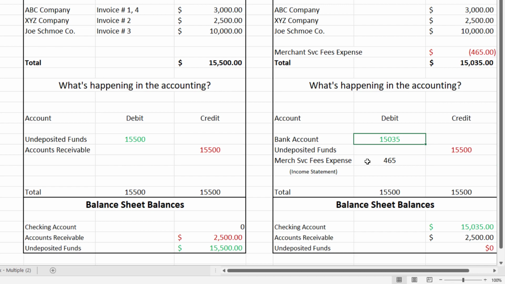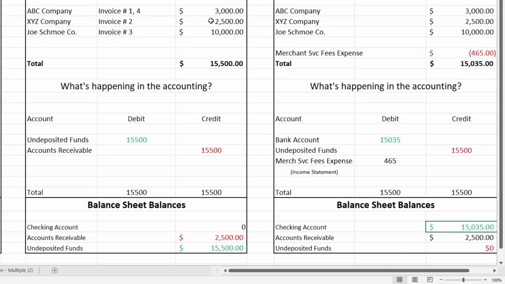So we can actually do that on the deposit screen and record the expense right here, so that all the accounts affected are accounted for and the two sides match. So that's all consistent right here. And the same end result, almost the same end result. Checking account has $15,035. There's no more undeposited funds, nice and clean and cleared out. And accounts receivable still has that $2,500 left over from XYZ company. They only paid half their invoice, remember.